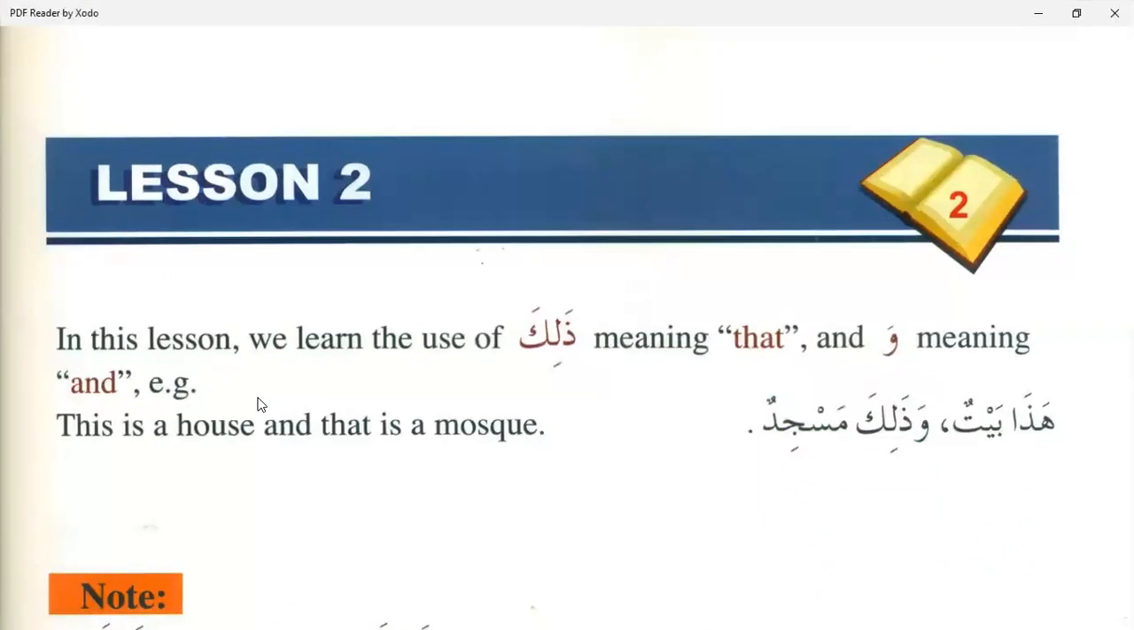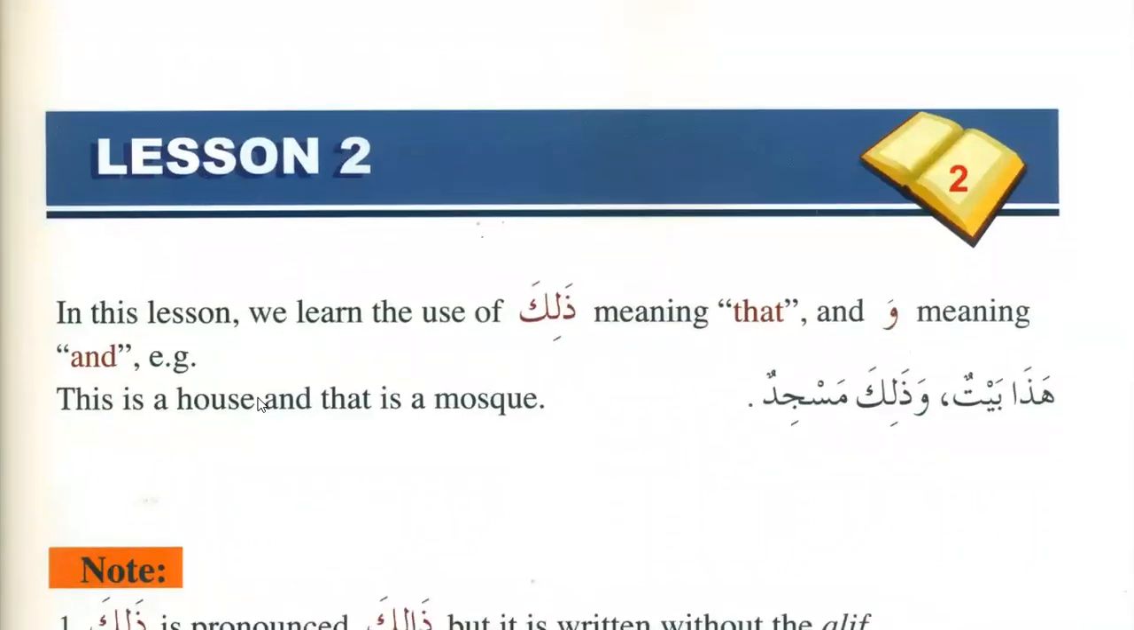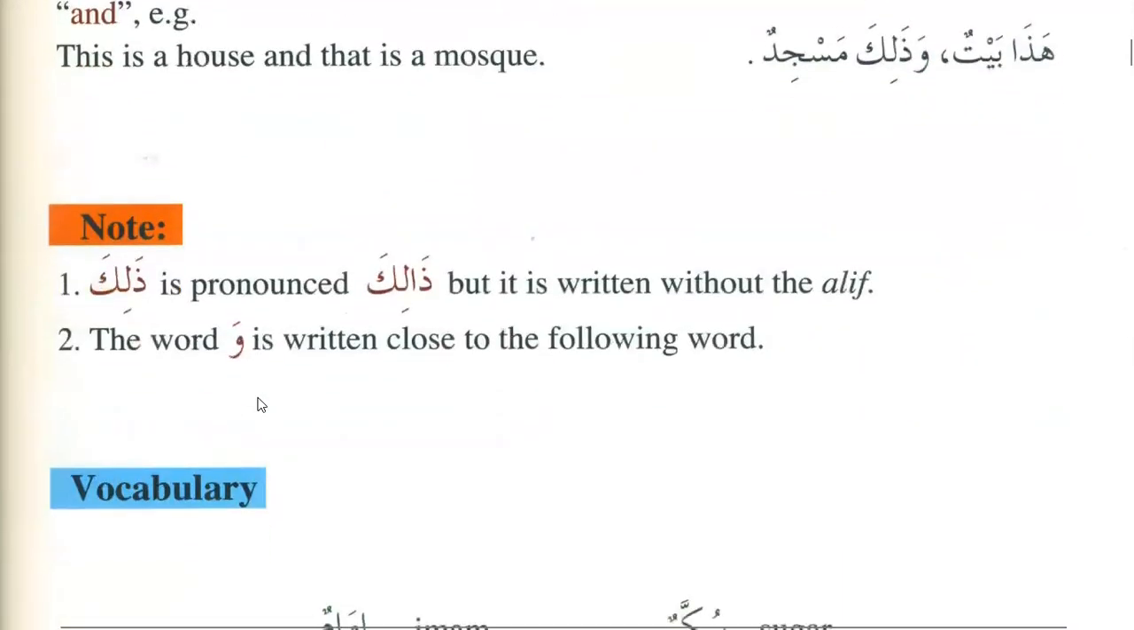Next we have lesson number 2. Who wants to read? Can I read it? Okay, read. In this lesson, we learn the use of zalika, meaning that, and wa, meaning and. This is a house, and that is a mosque. Haza baytun wa zalika masjidun.